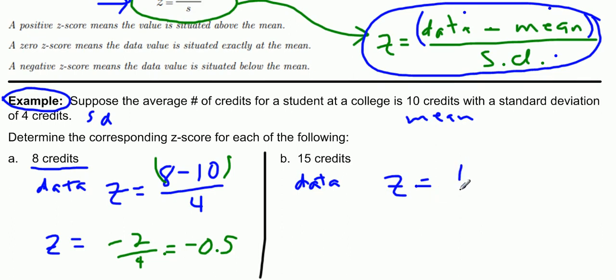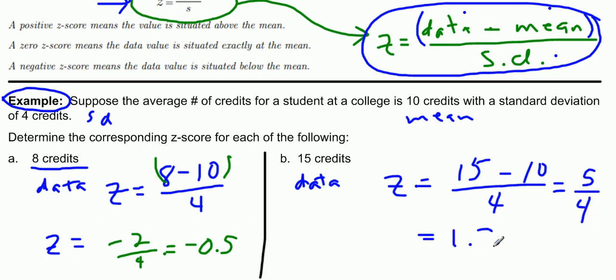So our z-score is going to be the new data point, 15, which is above average, minus the mean over the standard deviation. Now this is going to be 5 over 4, which again, I know the whole semester we've said leave things as fractions, but this is a case where we want to convert into a decimal, 1.25.